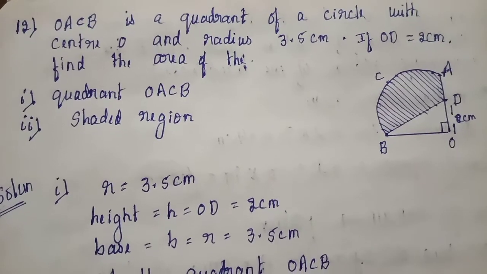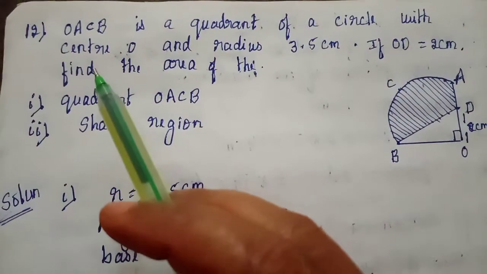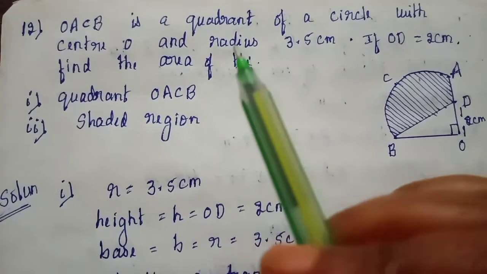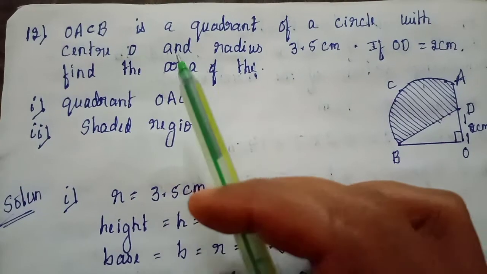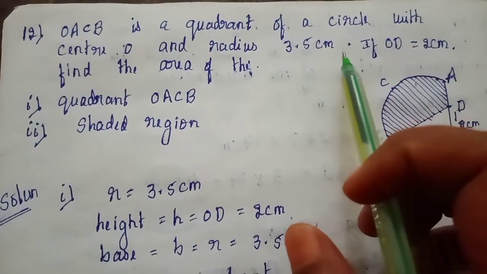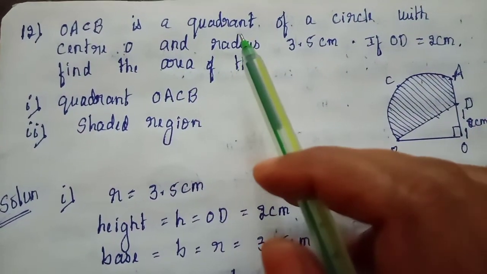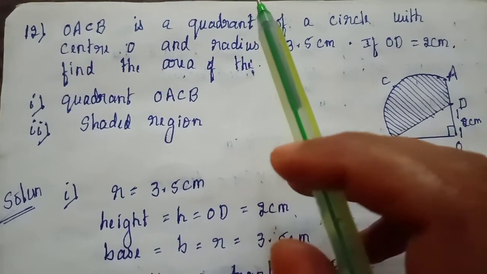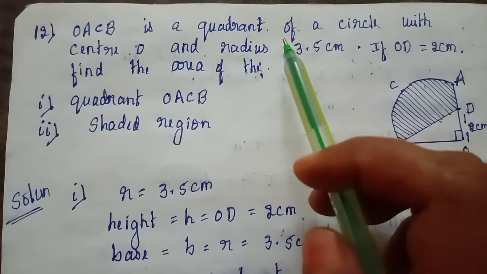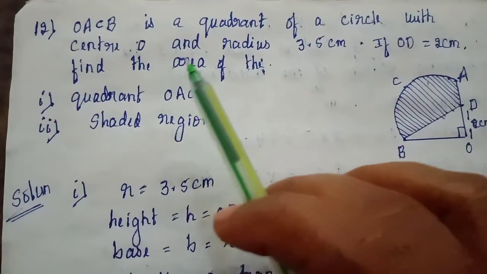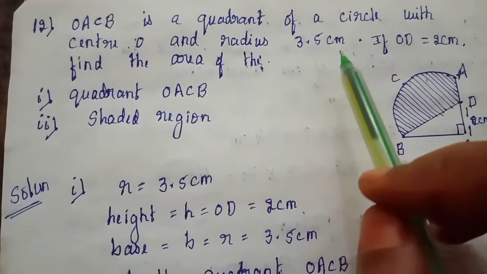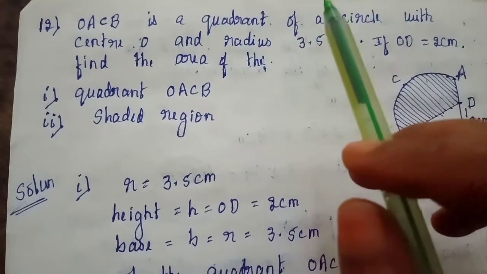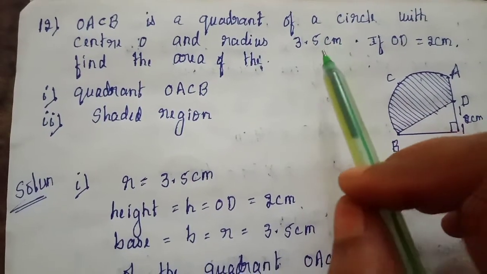Now let us move to the last question of this video, that is the 12th question. And note, children, this is a very important question. OACB is a quadrant of a circle. What is meant by quadrant? Quadrant is 1/4 of the circle, and it is also a sector with theta 90 degree, with center O and radius 3.5 centimeter. Means the radius of this quadrant, nothing but this circle's radius, is 3.5 centimeter.